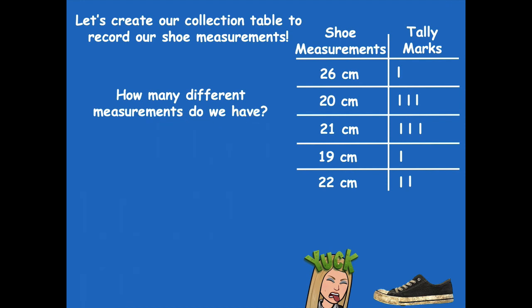All right, friends. So how many different measurements are there? Yeah, there's 5 different measurements. We have 26 centimeters, 20 centimeters, 21 centimeters, 19 centimeters, and 22 centimeters. Those are 5 different measurements.